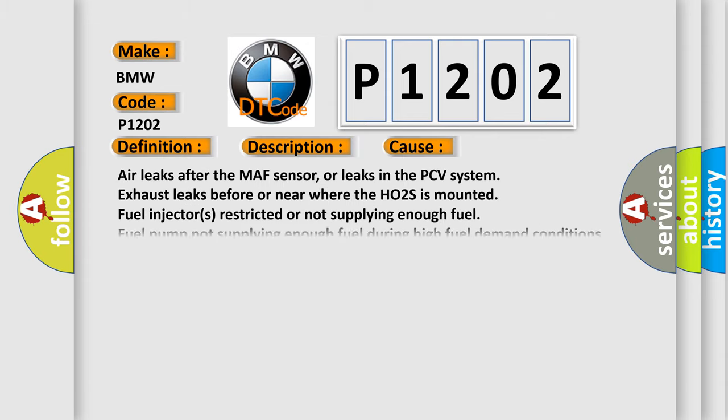This diagnostic error occurs most often in these cases: air leaks after the MAF sensor, or leaks in the PCV system, exhaust leaks before or near where the HO2S is mounted, fuel injectors restricted or not supplying enough fuel, fuel pump not supplying enough fuel during high fuel demand conditions.